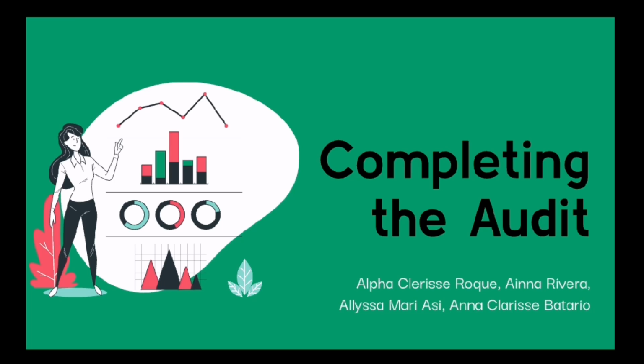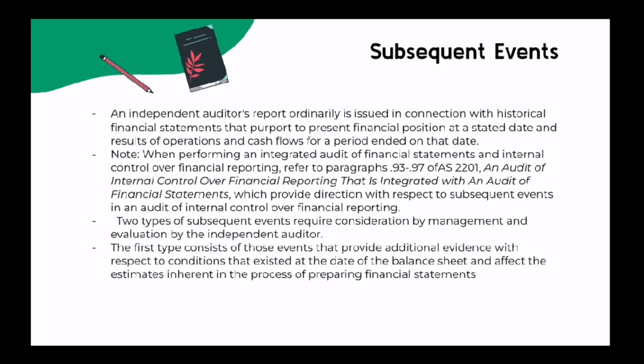But first, before we go to problem number 1 and problem number 2, let me explain to you what a subsequent event is since it will be used in the next problems. An independent auditor's report ordinarily is issued in connection with historical financial statements that purport to present financial position at a stated date and results of operations and cash flows for a period ended on that date.